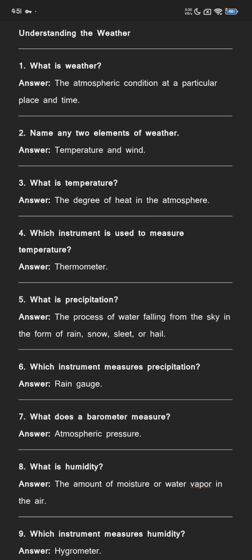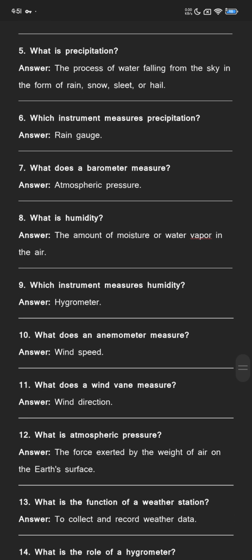Which instrument is used to measure temperature? Thermometer. What is precipitation? The process of water falling from the sky in the form of rain, snow, sleet, or hail. Which instrument measures precipitation? Rain gauge. What does a barometer measure? Atmospheric pressure.